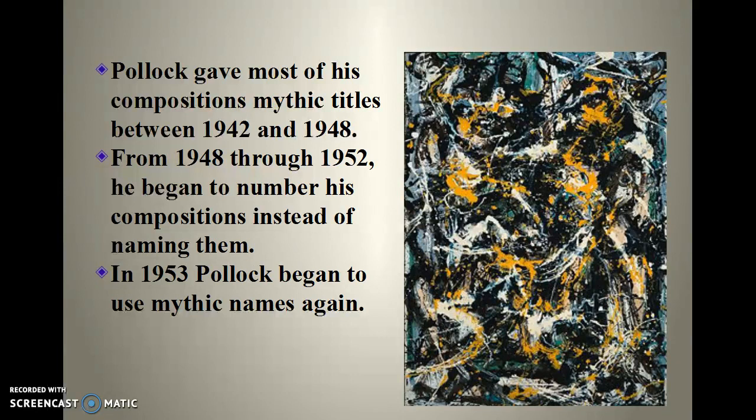Pollock gave most of his paintings mythic titles between 1942 and 1948. Instead, from 1948 to 1952, he began numbering his paintings like musical compositions: Composition 1, 2, 12, 13, exactly, like Kandinsky did as well. And then in 1953, he began using mythic names again.